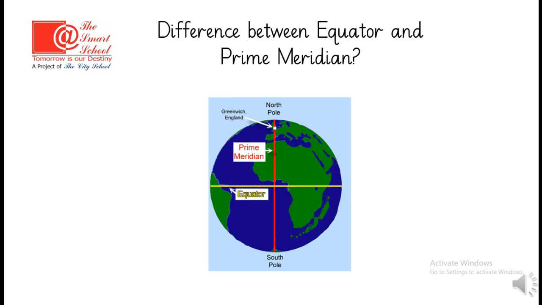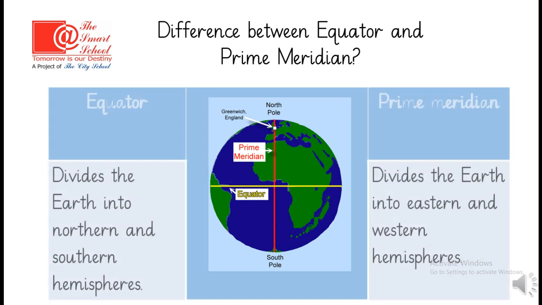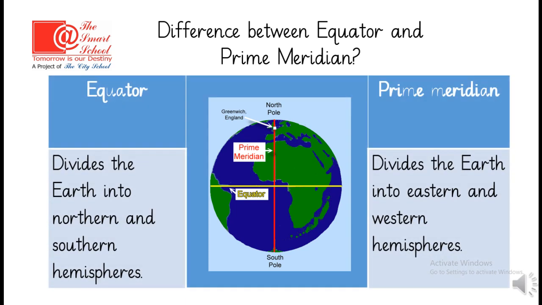Now, as you know the equator and the prime meridian, let's see what the difference between equator and prime meridian is. Yes, equator divides the earth into northern and southern hemispheres. This is northern hemisphere and this is southern hemisphere. However, prime meridian divides the earth into eastern and western hemispheres. This is eastern hemisphere and this is western hemisphere.